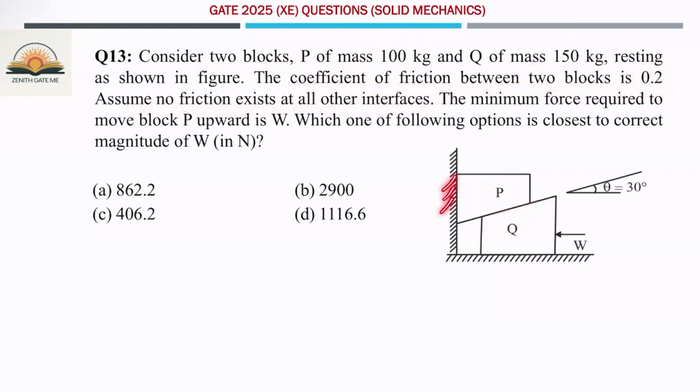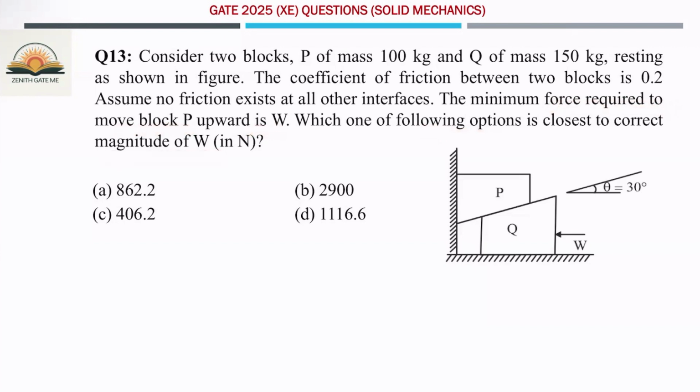That means here the friction and here the friction you have to neglect. Only the friction which is acting at this contact between these two blocks, which is nothing but P and Q. The minimum force which is required to move block P upward is W. Which one of the following options is closest to the correct magnitude of W?